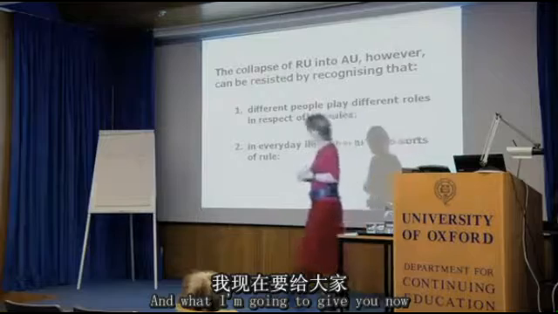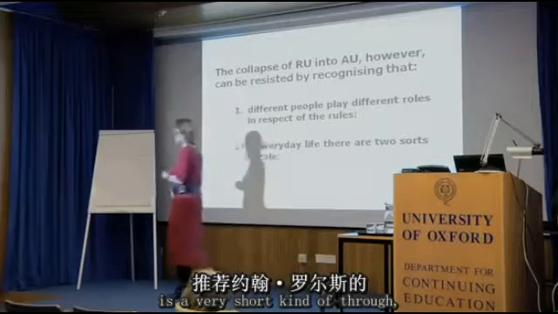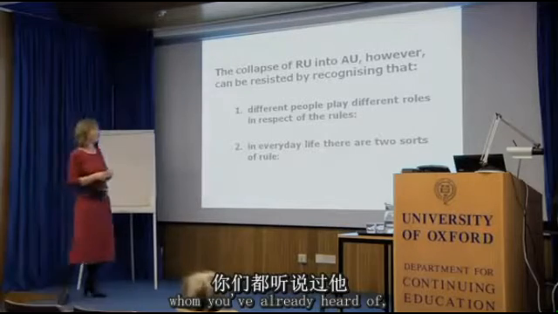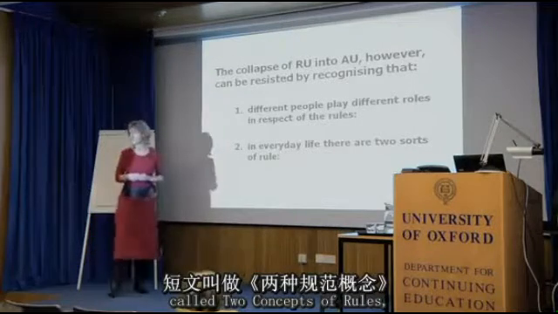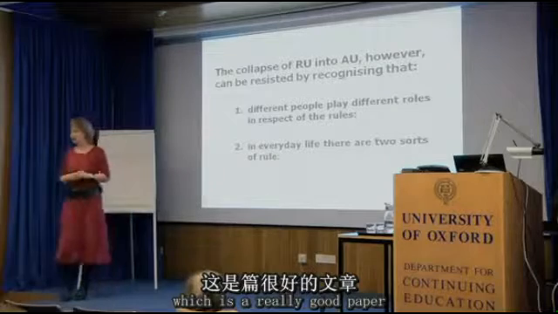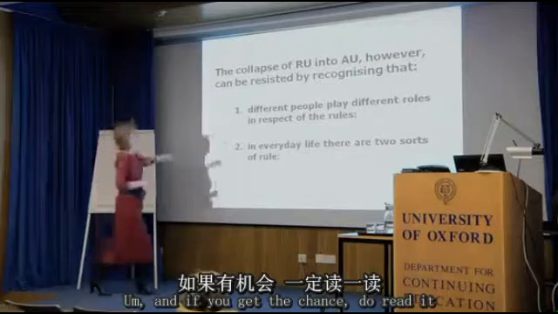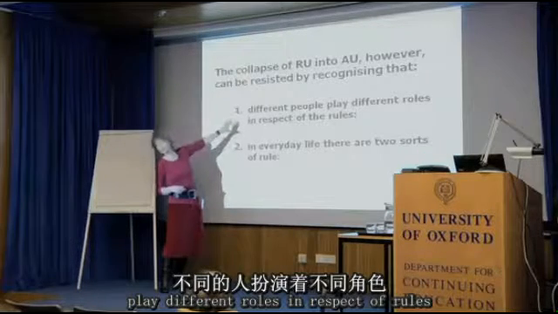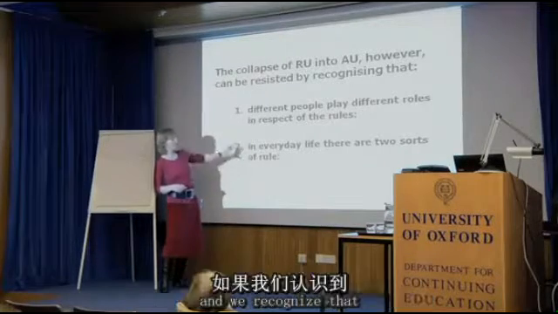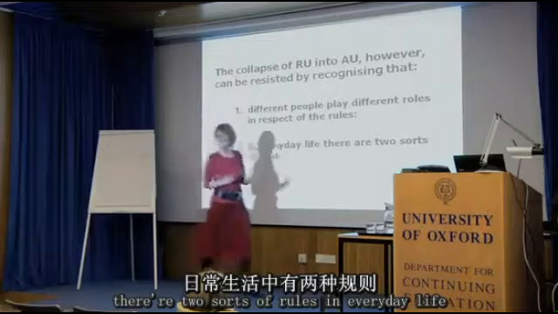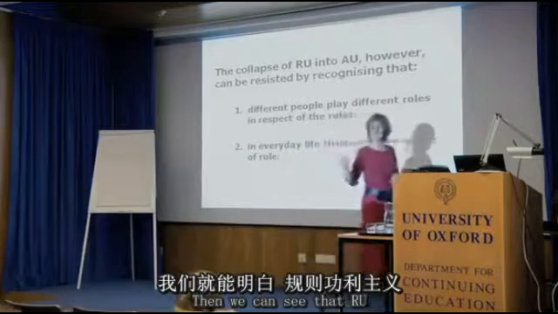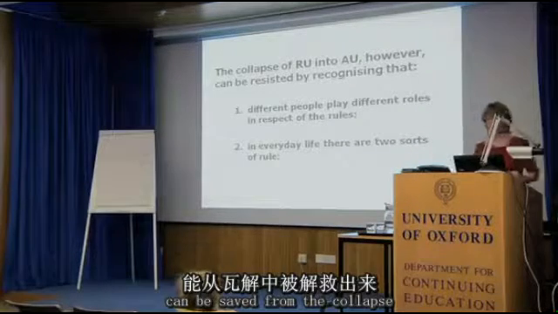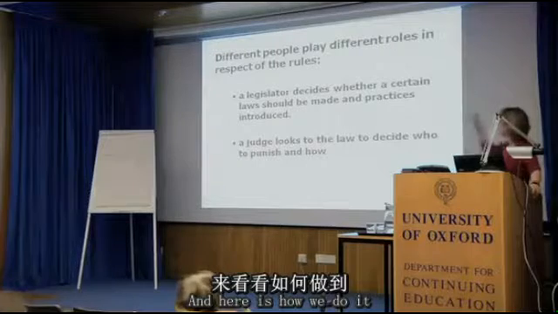And what I'm going to give you now is a very short canter through a paper by a chap called John Rawls, whom you've already heard of, called Two Concepts of Rules, which is a really good paper. And if you get a chance, do read it. If we recognise that different people play different roles in respect of rules, and we recognise that there are two sorts of rules in everyday life, then we can see that rule utilitarianism can be saved from the collapse. And here's how we do it.